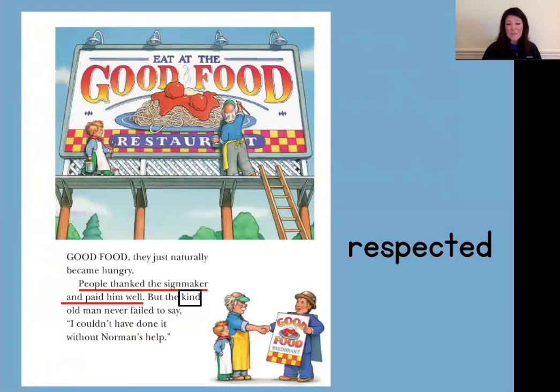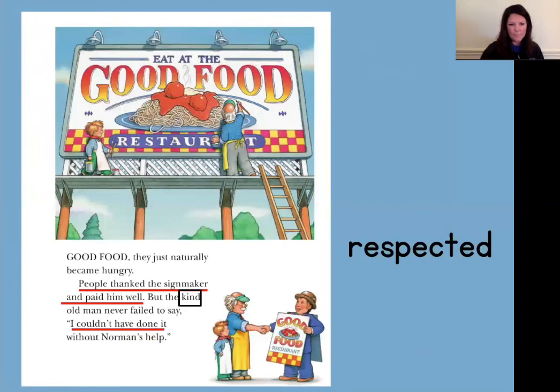All right, so we meet Norman, the sign maker's assistant, our main character. Remember, the story is named after him. The title says the sign maker's assistant, and here he is, Norman. And we learn a little bit about Norman and the relationship that he has with the sign maker. Do you see anything in the text that gives us some hints about the relationship?